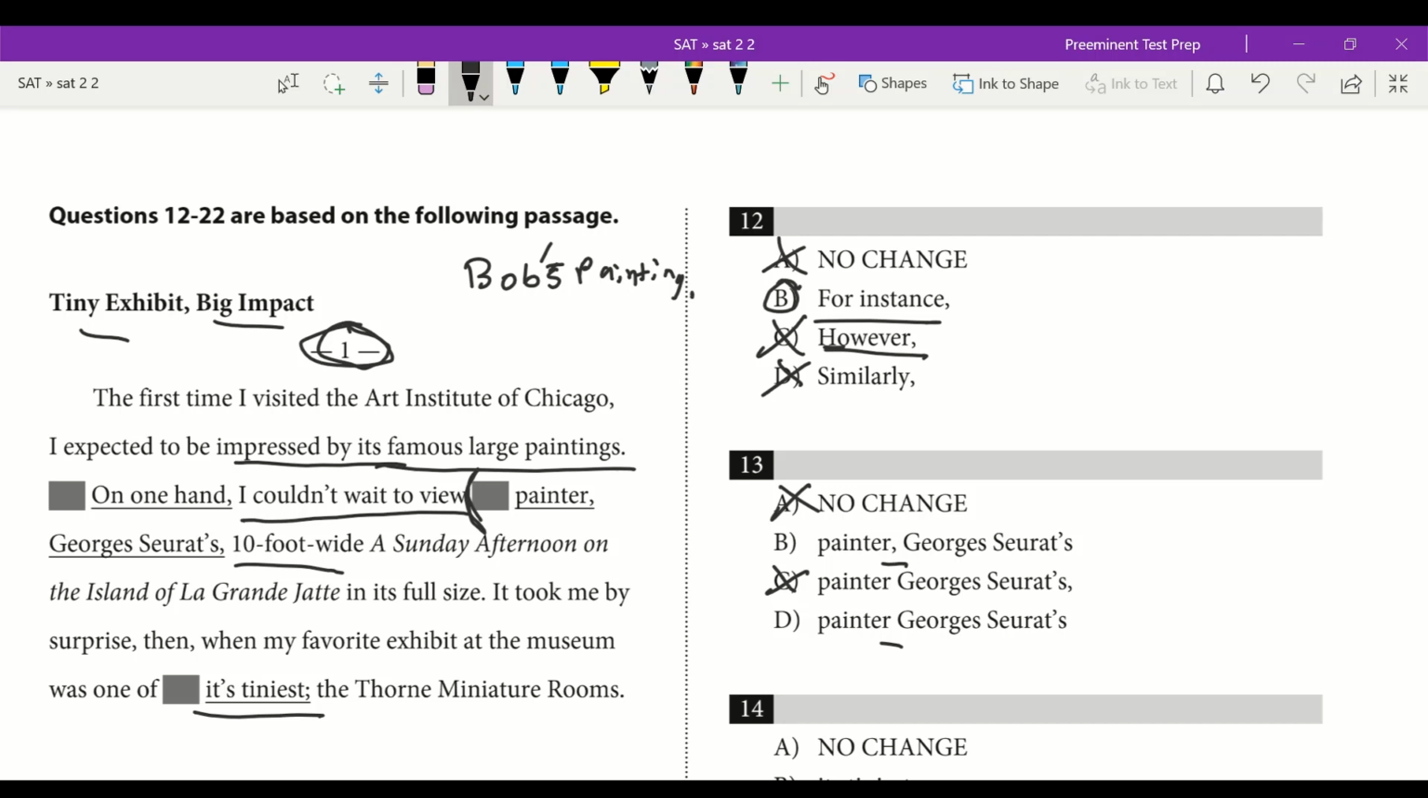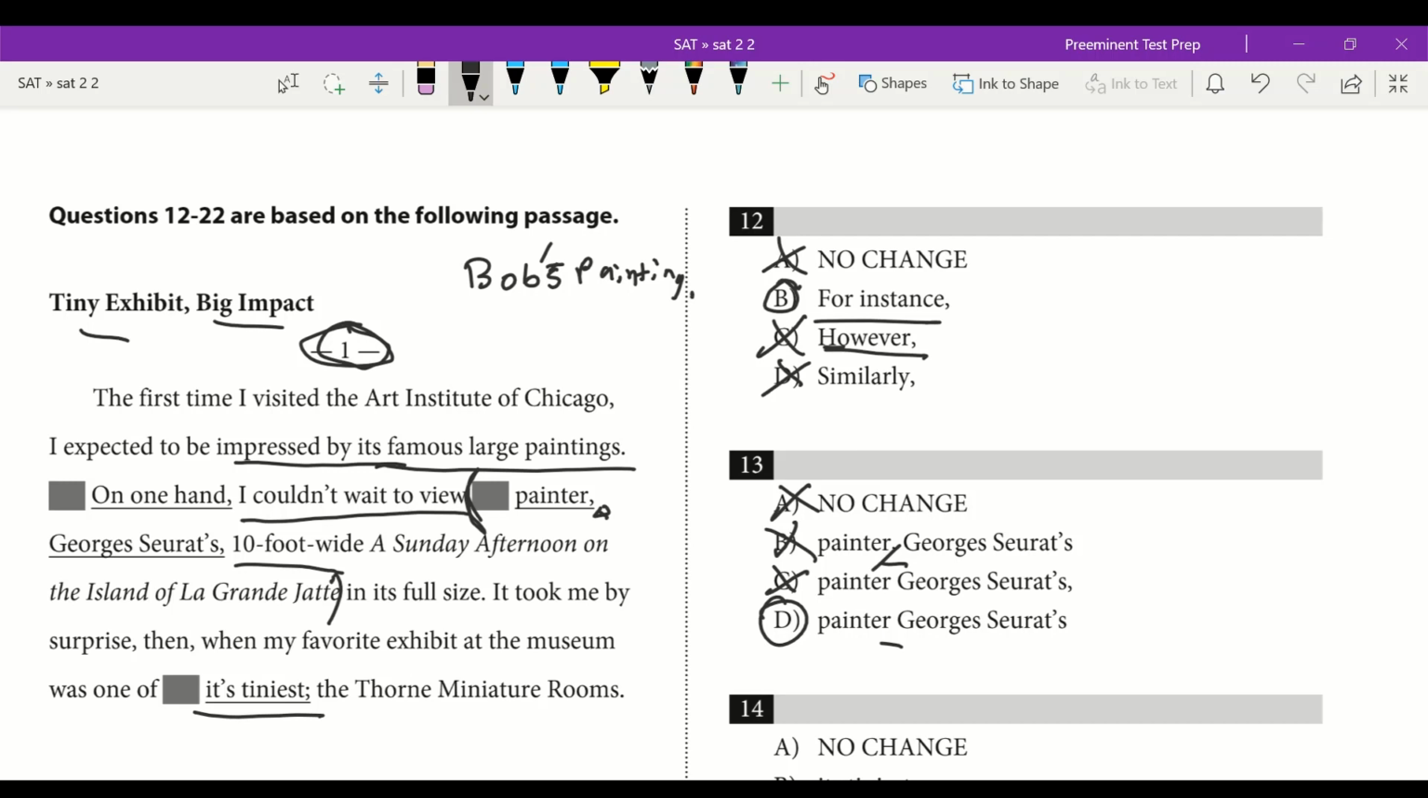Painter George Seurat's 10-foot-wide A Sunday Afternoon on the Island of La Grande Jatte. That's our whole noun phrase up to here, right? We don't put a comma in our noun phrase, right? So we take this comma out, right? So B is going to be out and D will be our answer.